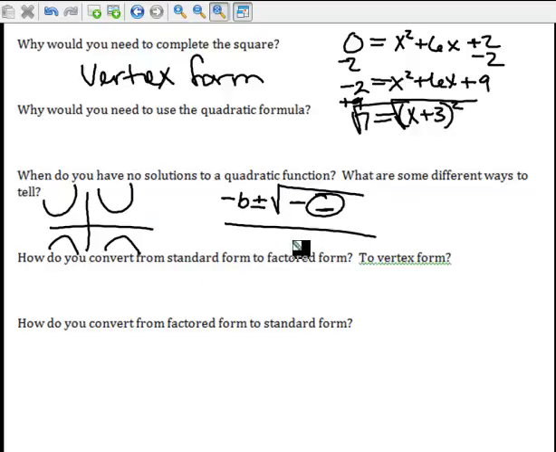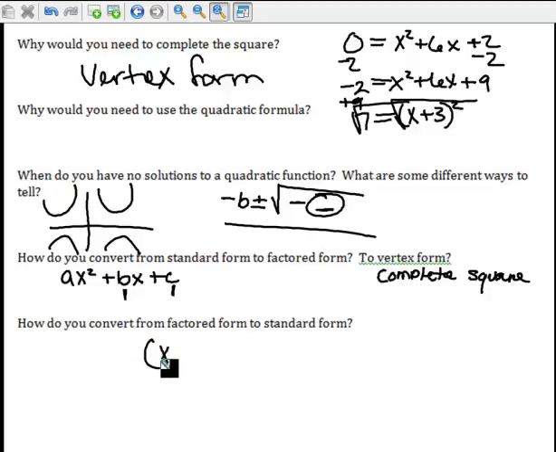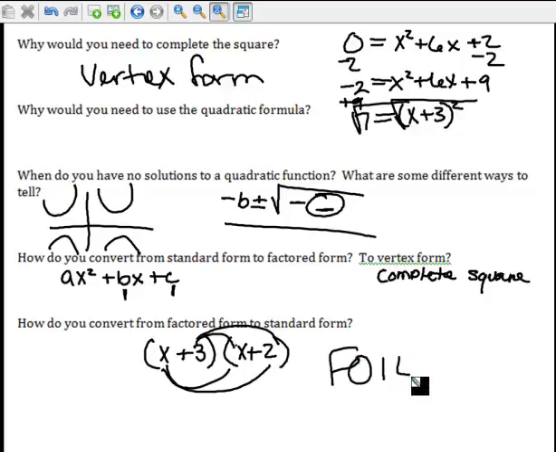How do you convert from standard form to factored form? You can factor by making sure, so if we have ax squared plus bx plus c, you need two numbers that multiply to c and add to b to factor. To vertex form, you can complete the square. And how do you convert from factored form to standard form? So if we have x plus 3 and x plus 2, we're going to FOIL. We're going to do first, outside, inside, last. And that is how we do that.